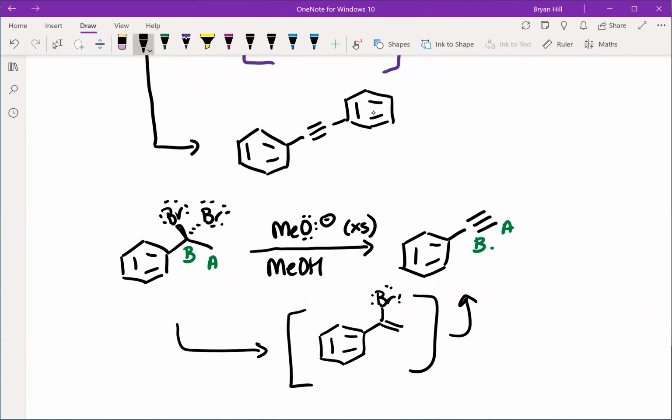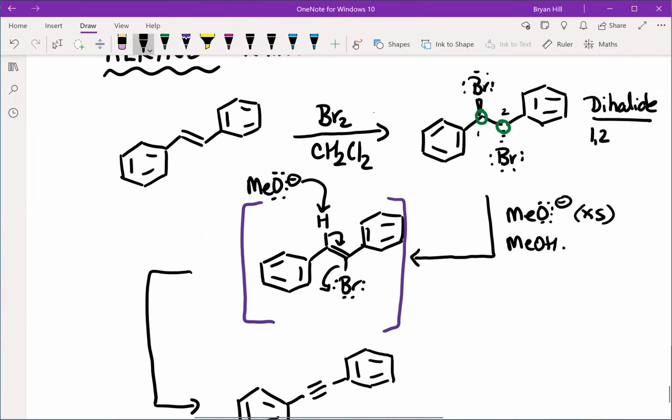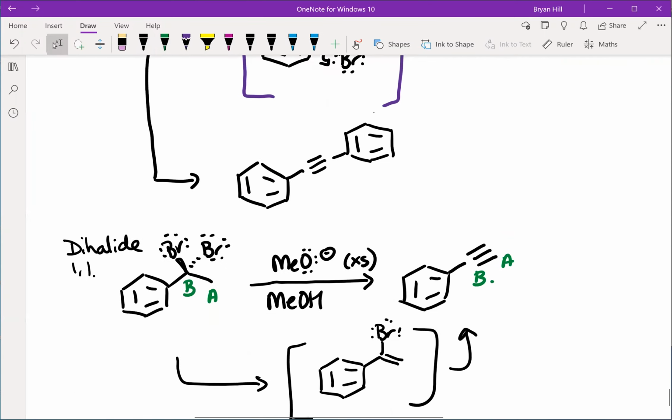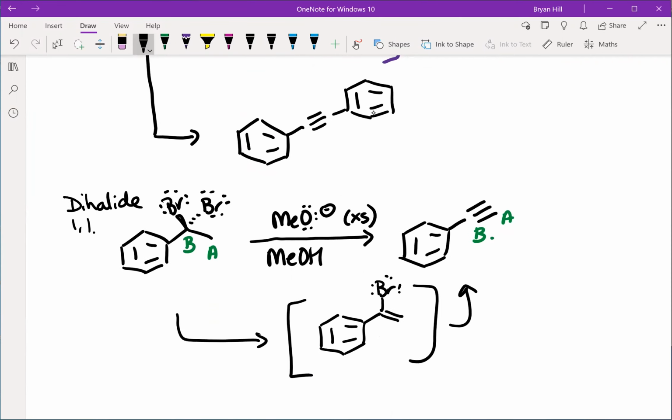So in this case, you still have a dihalide, but they're both on the same carbon. We would call this a 1,1 dihalide or a 2,2 dihalide. So they can be on carbons next door to one another, or they can be on the same carbon. And if you use excess base, you're going to form the alkyne.